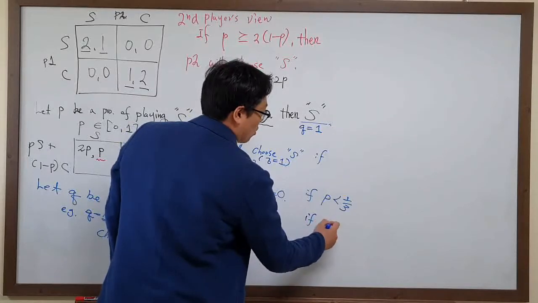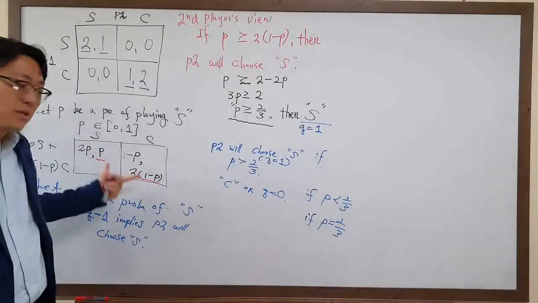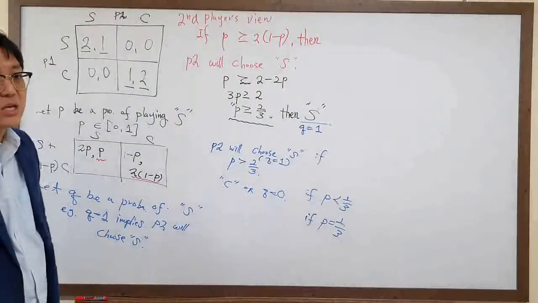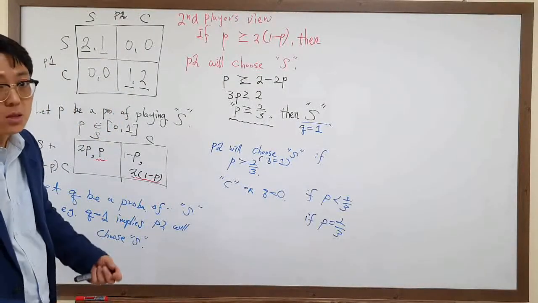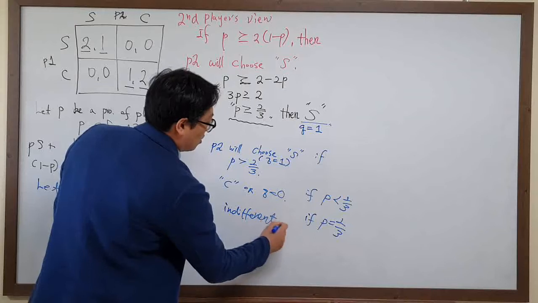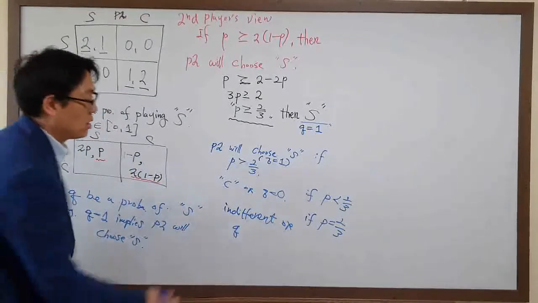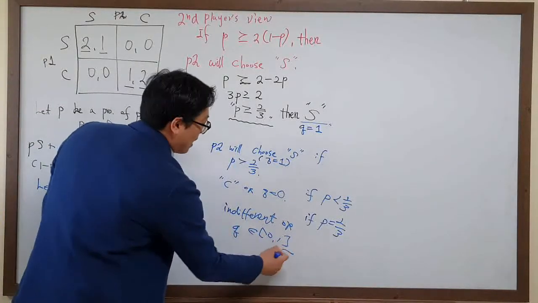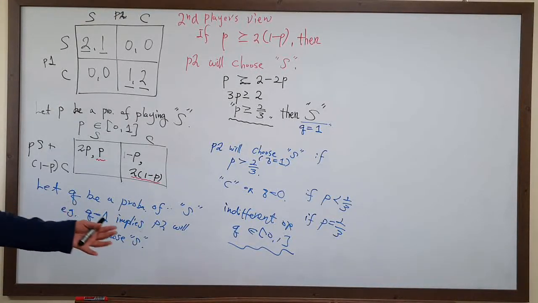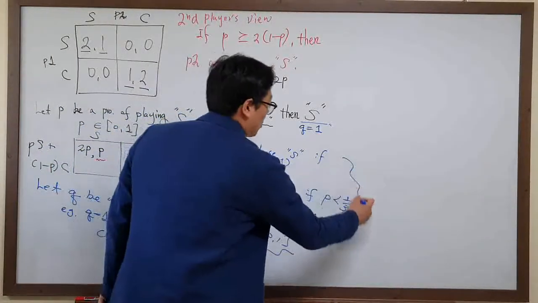Or if P equals 2/3, what it means is that these payoffs are the same. So for player 2, no matter what strategy he or she chooses, it's indifferent. What does indifference mean? Q can be any number, any number in where? In 0 to 1. It can be any number in 0 to 1. Okay? That is what the second player can do. That is the best response function.